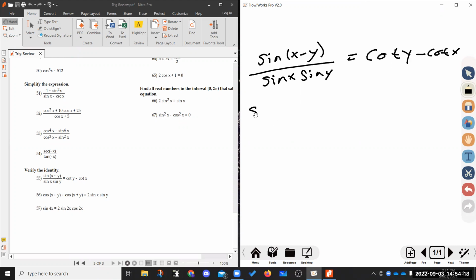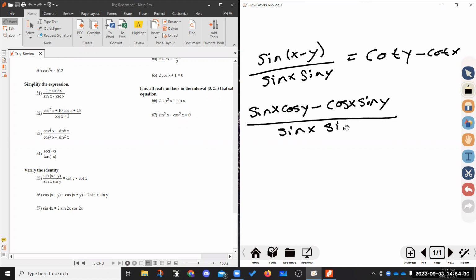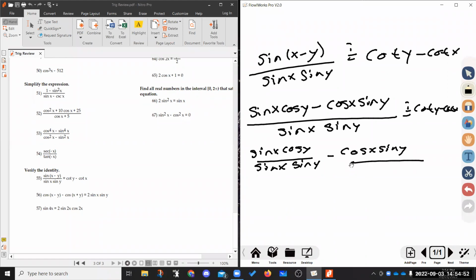Our sum difference identity says that this is going to be sine x cosine y minus cosine x sine y over sine x sine y. We're not going to touch that left-hand side, just seeing if this is true. So now we're going to divide both of these factors. I'm just going to leave that right-hand side. I'm not going to keep writing it.